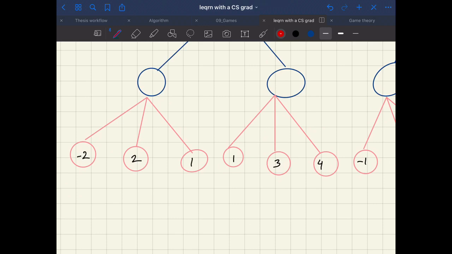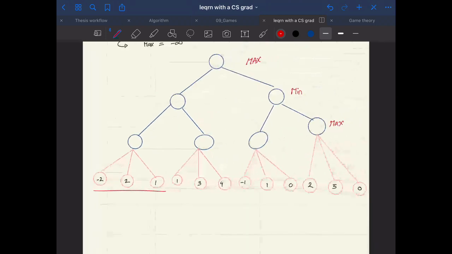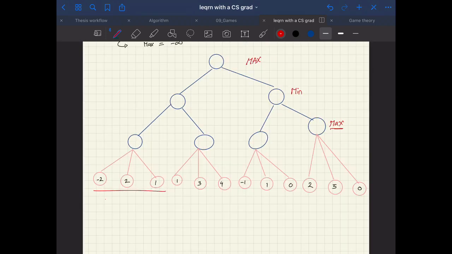We always start from the left hand side, and from here we need the max value. So we have minus infinity, we compare it with minus 2, so that would be minus 2, because minus 2 is larger than minus infinity. Then we compare minus 2 with 2, that would be 2, and then 2 with 1. Of course 2 is bigger, so we put 2 again. So we put 2 in this circle here.